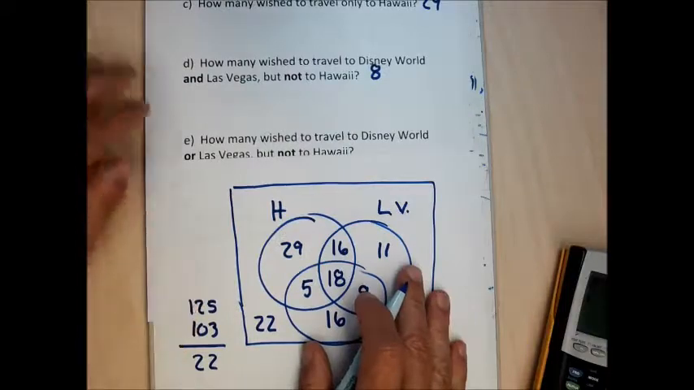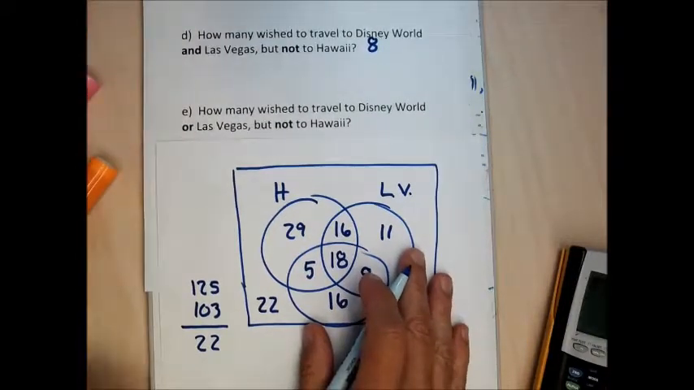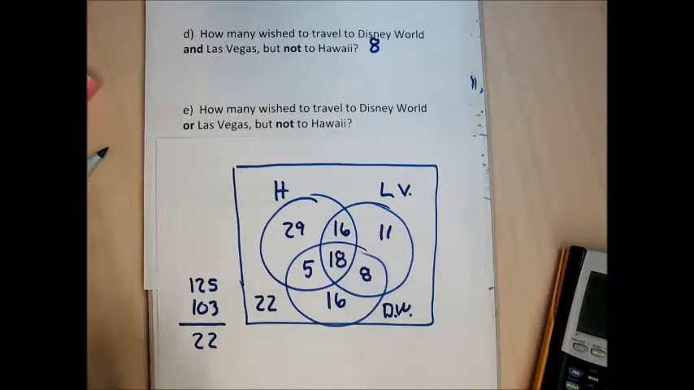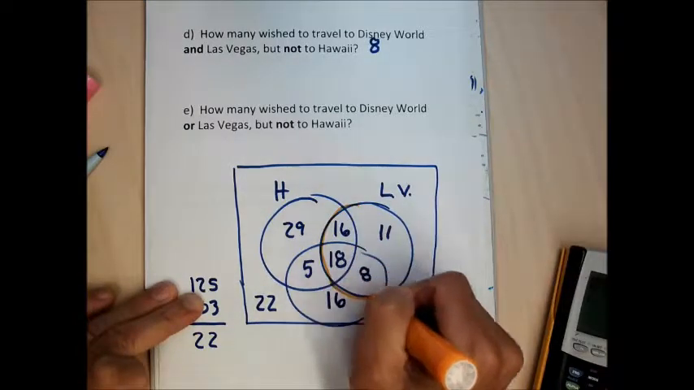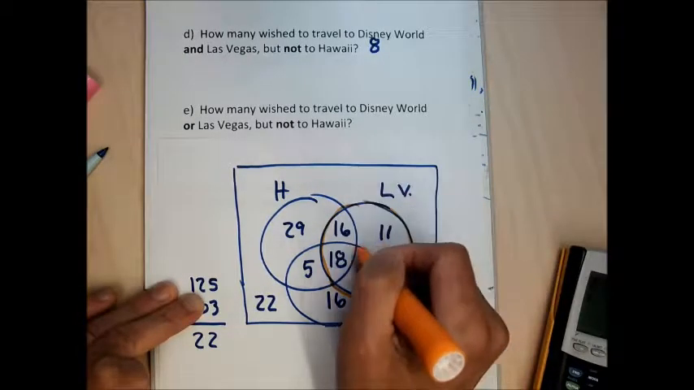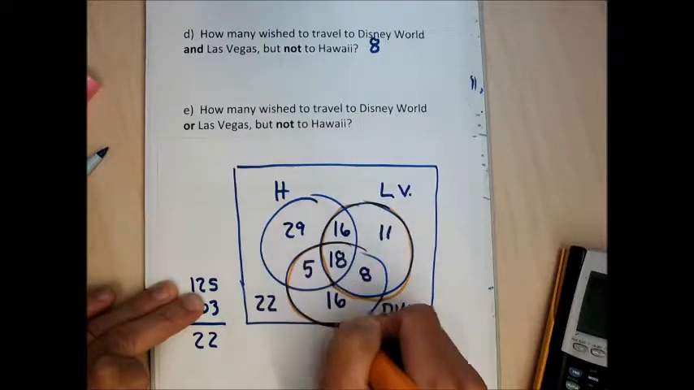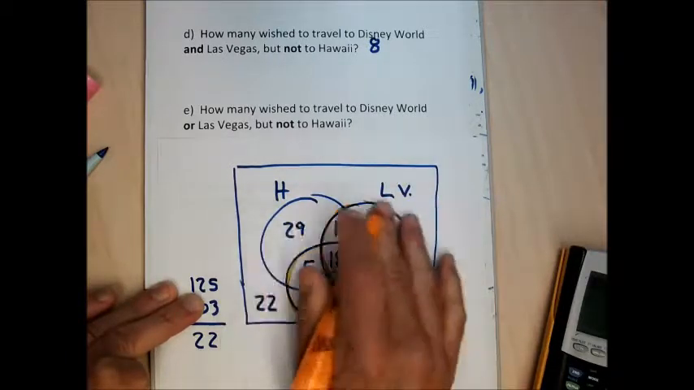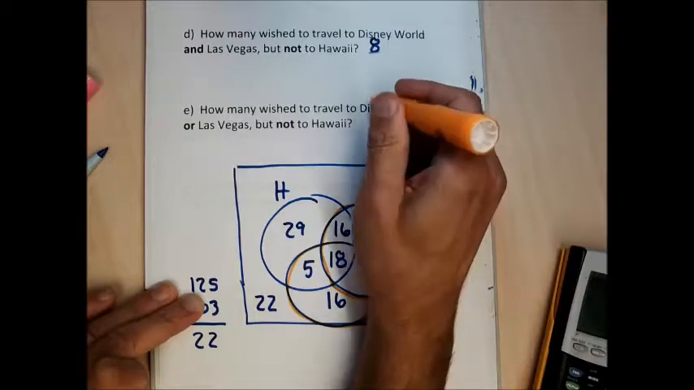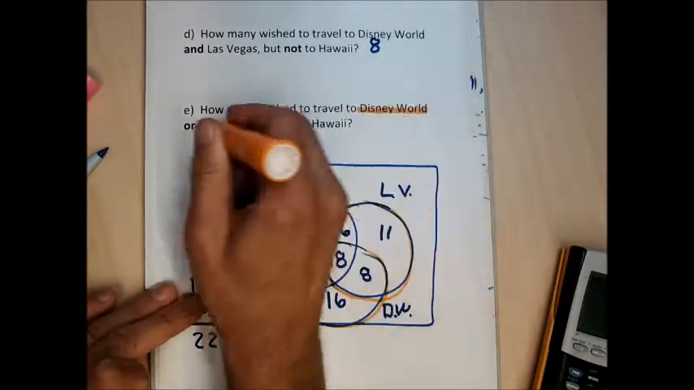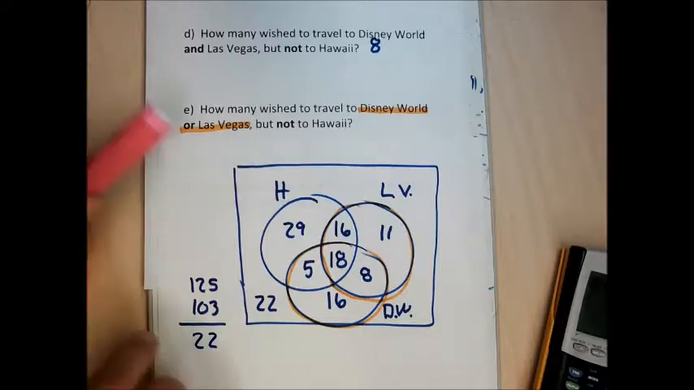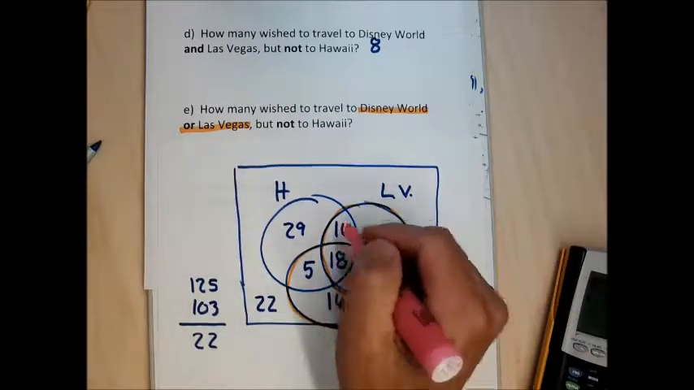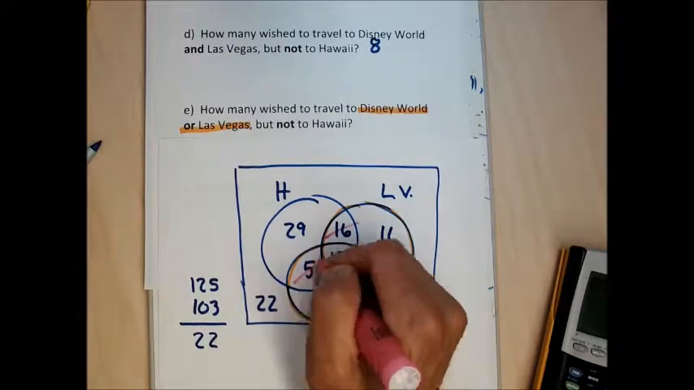How many wish to travel to Disney World or Las Vegas? Well, for the "or," I'm going to count all the numbers in the Disney circle and all the numbers in the Las Vegas circle. All the numbers that I just circled classify as the ones that want to go to Disney World or Las Vegas. But before I count, I need to throw out any of those that want to go to Hawaii. So I need to throw out those, and those.